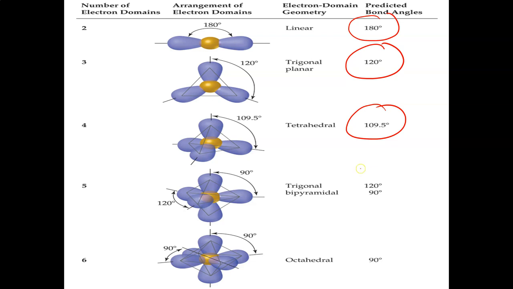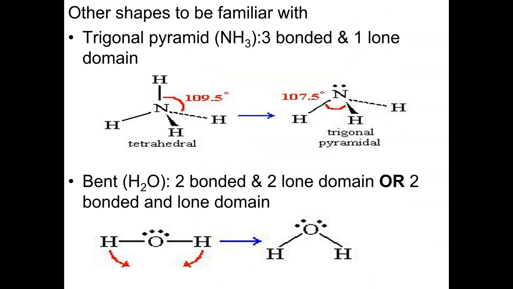That's a big deal. For this, don't worry about the angles, but know the shapes. Know that if you have 5 domains, trigonal bipyramidal, and if it's 6, you're going to have octahedral. You need to know that part. All right, some other shapes you need to be familiar with besides those. Trigonal pyramidal is going to be 3 bonded and 1 lone pair.